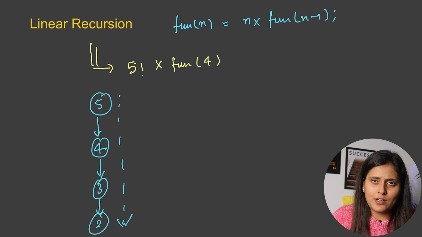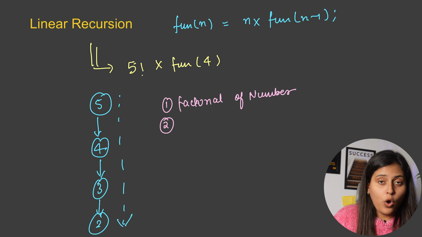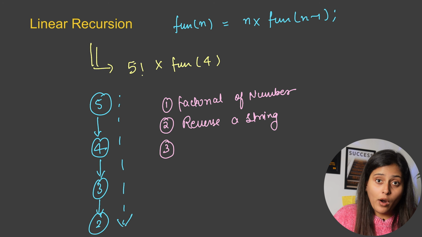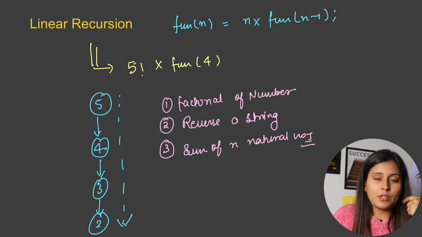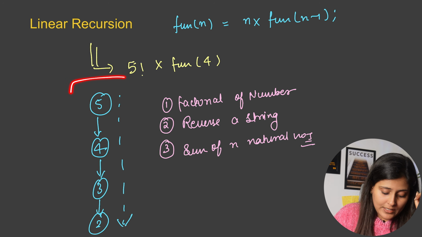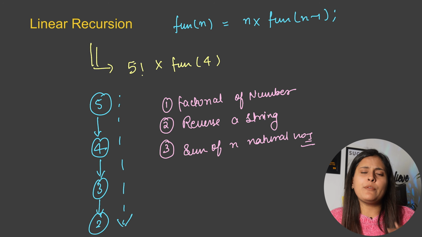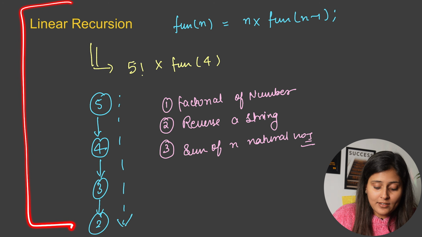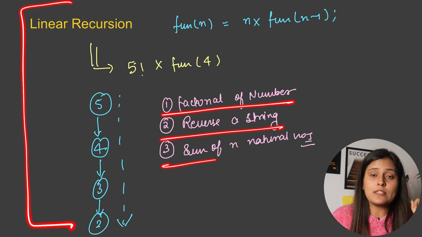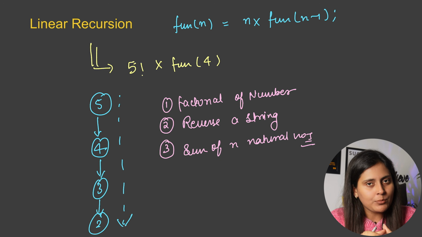And from this pattern you can solve problems like factorial of a number, or reverse a string, or print the summation of n natural numbers, etc. So remember, if the stack tree looks linear, it is called linear recursion. And this is the basic pattern of recursion. If you are starting with recursion, you always start with this first pattern and try solving all these questions first with the stack diagram in your copy, and only then move to another pattern.